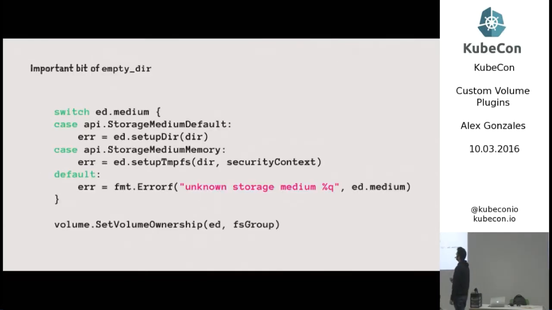So this is the bit that I was telling you about, entity. It's just few lines in the top and few lines in the bottom. This is the important bit. It's like, okay, it's memory or is default. If it's memory, it's a setup tmpfs file system. If it's not, it goes to the normal one or fails.